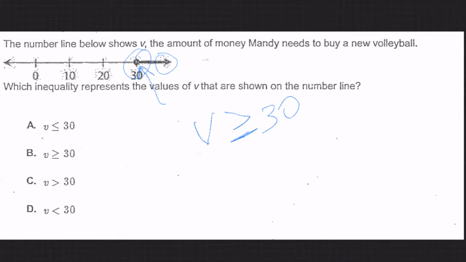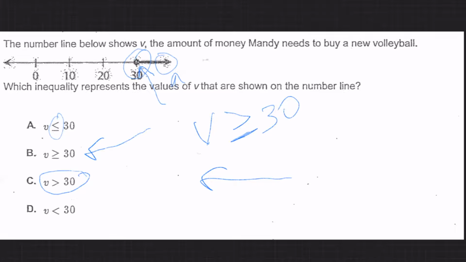So which one of these answers over here to the left says the volleyball is greater than or equal to $30? Well, letter B is looking pretty good. It's not letter A, because letter A says the volleyball is less than or equal to $30. And the arrow is pointing to the right, which means it's greater than, so A, less than, is not going to work. If you look at C, C says the volleyball is greater than $30. That means it does not include the 30.